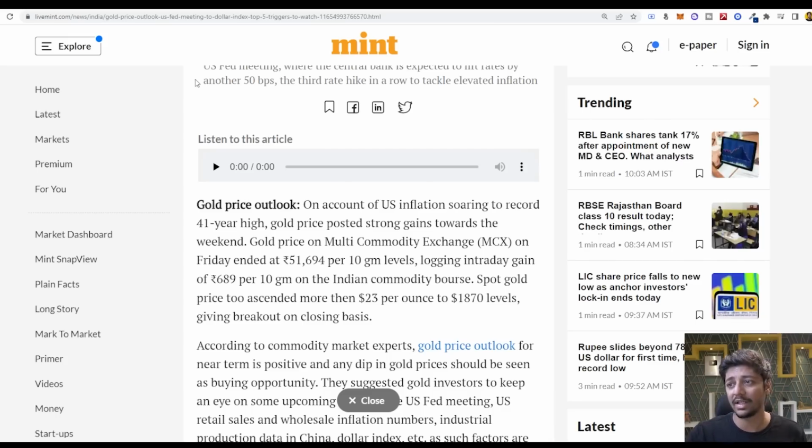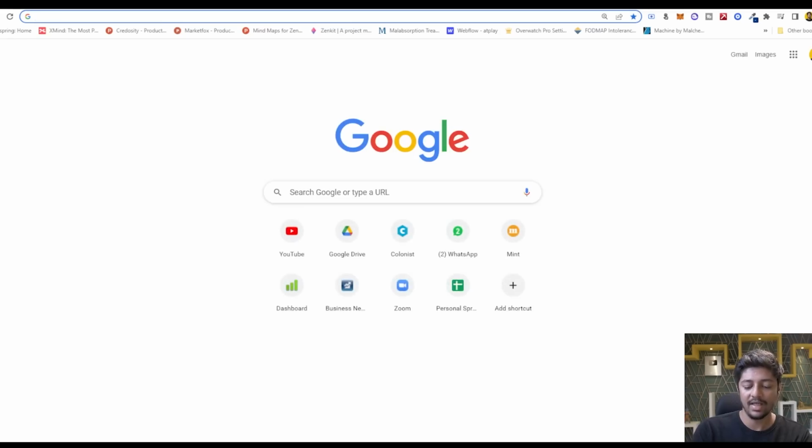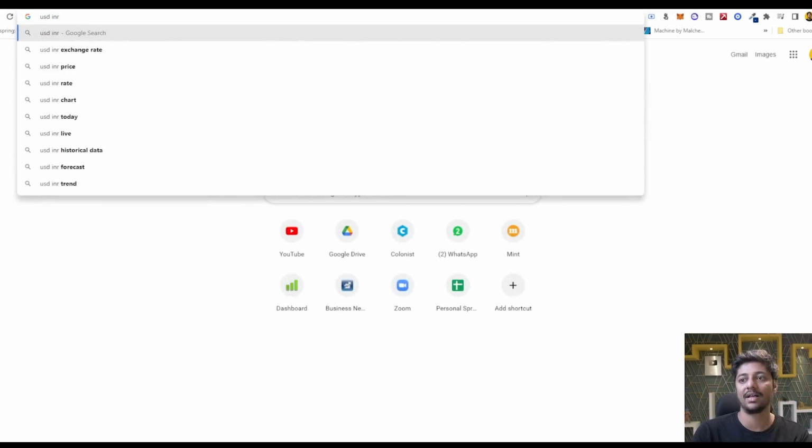Another thing that is constantly going up, right? If you're actually looking at it, if you're an Indian, this is not for global guys, this is mainly for Indians. Another thing is, you have to see the USD INR rate today.